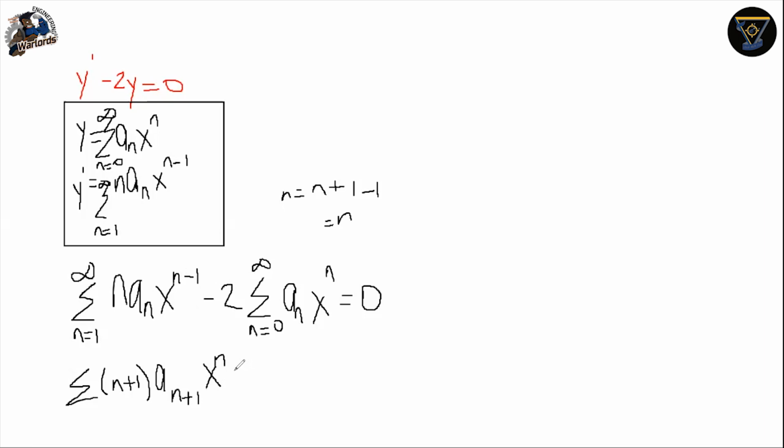And then you have plus, I want to bring the minus 2 on the inside. You should always put anything that you have, like a constant or anything, on the inside. So you have plus the summation from n is equals to 0 to infinity of minus 2 a to the n x to the n is equals to 0.